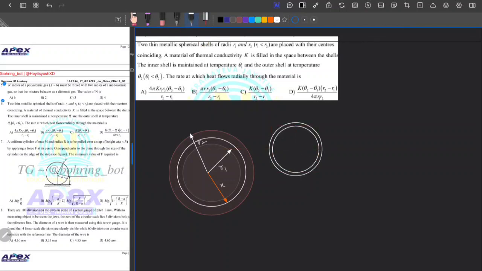I just take it like this. That is what the diagram is. So this is having a dx, and it is having a radius of x. So it is having a radius as x, right? Clear? Now we have to find out the thermal resistance of this one.